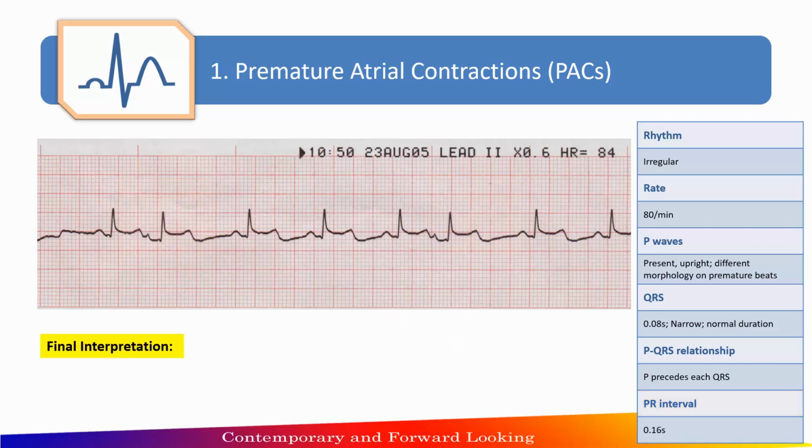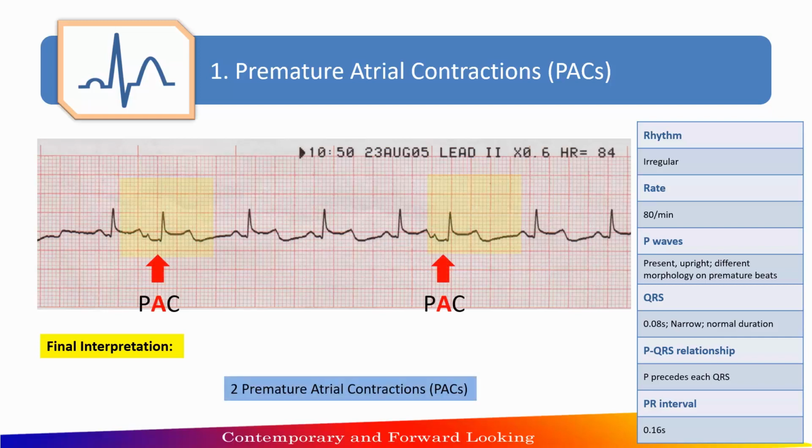Finally, to interpret the rhythm in this strip, we identified that the strip shows 2 premature atrial contractions. However, that statement alone does not describe this rhythm strip in its entirety. We have to next describe the underlying rhythm. To describe the underlying rhythm, we need to review the findings of our 6 questions. The rhythm strip is irregular because of the presence of the PACs. If the PACs were not present, we would in fact have a regular rhythm.